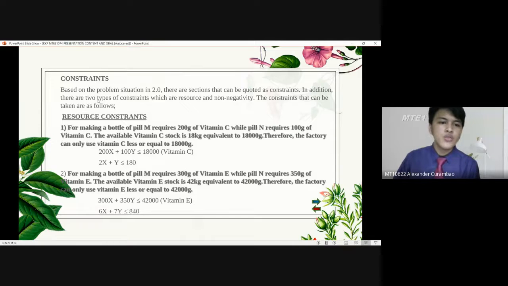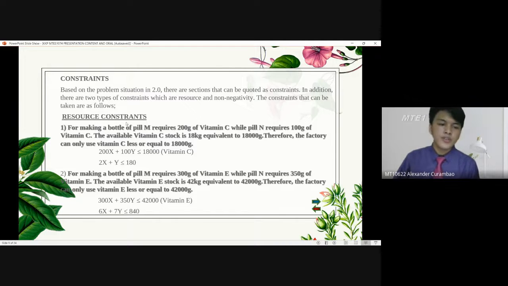In addition, there are two types of constraints, which are resource and non-negativity. The constraints that can be taken are as follows. Basically, constraints have two types, resource and non-negativity. What does it mean of these two types? Resource is the constant that we can get from the problem text itself, but non-negativity is a fixed rule that we need to use in any linear programming problem.